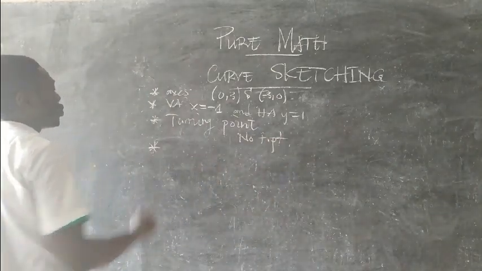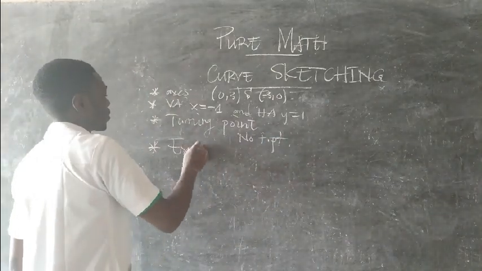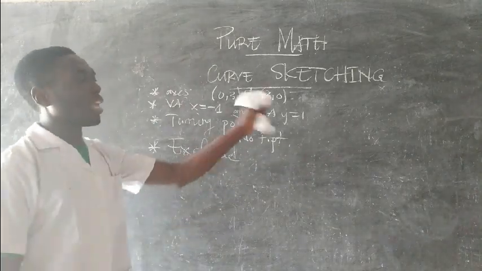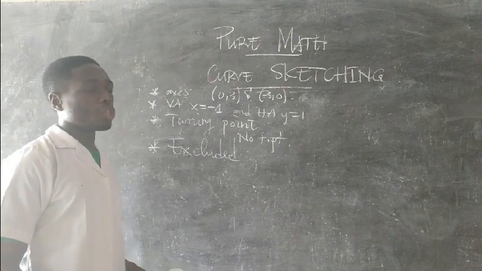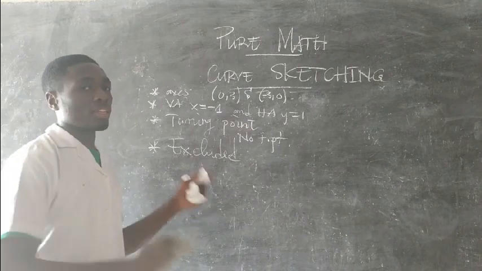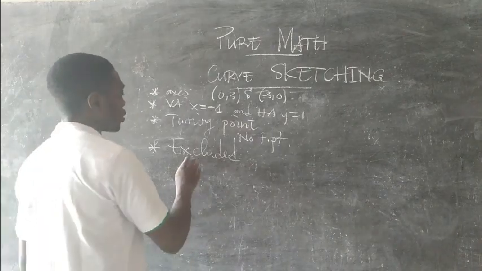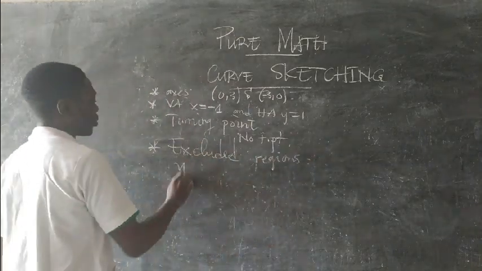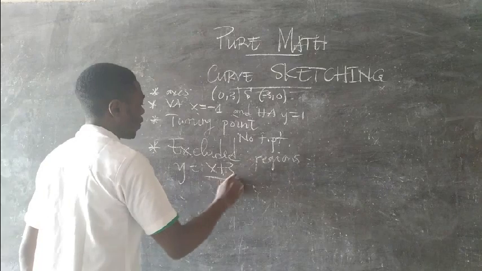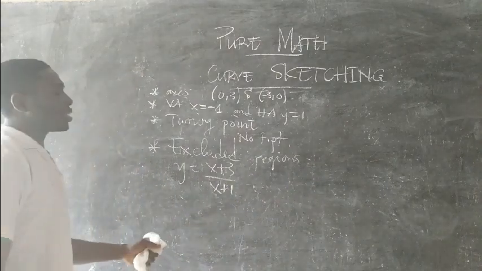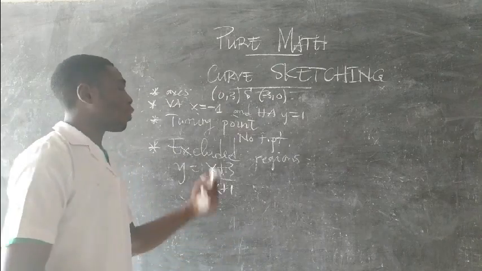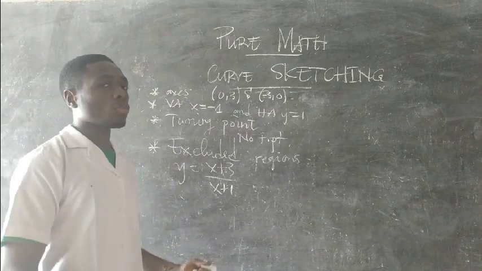The other thing that we're going to do is to look for the excluded regions. We're going to see why we call it that: the graph is not going to be found in every region of the curve where we're sketching. It will be found in some regions, and in some regions you are not going to find it. So we're going to have excluded regions. For excluded regions, of course, we know that y is equal to (x + 3) over (x + 1). So what I do is equate both the numerator and the denominator to 0, and look for the values of x from there, and then we move forward.